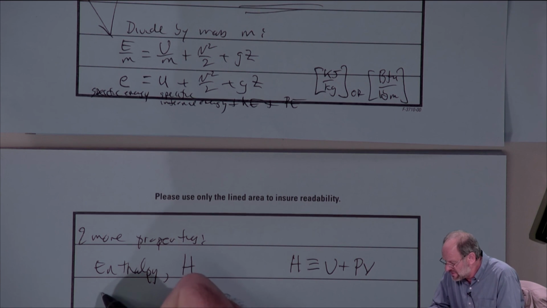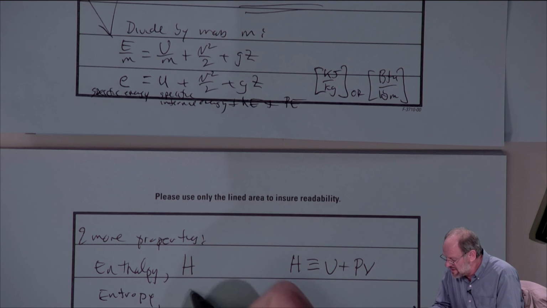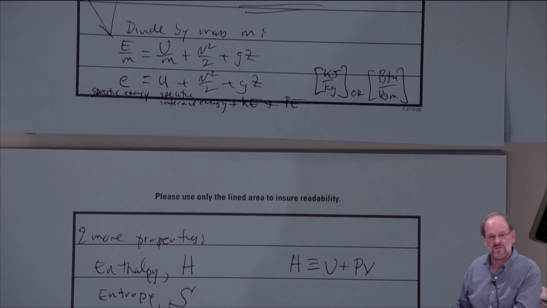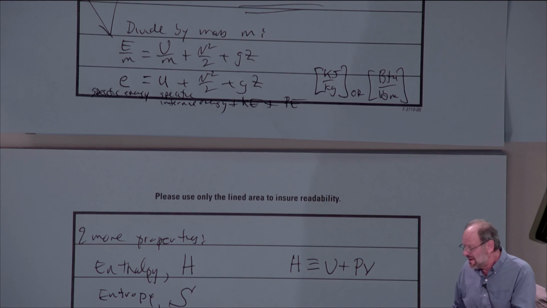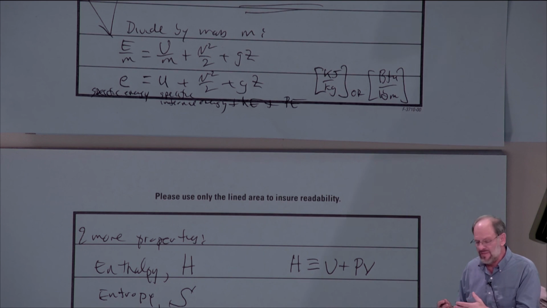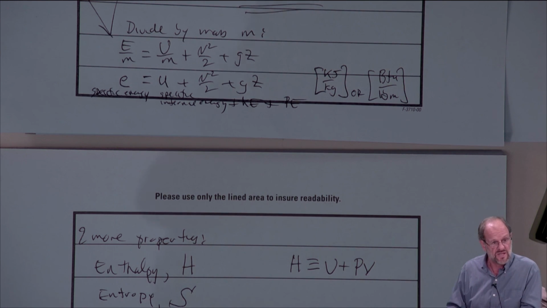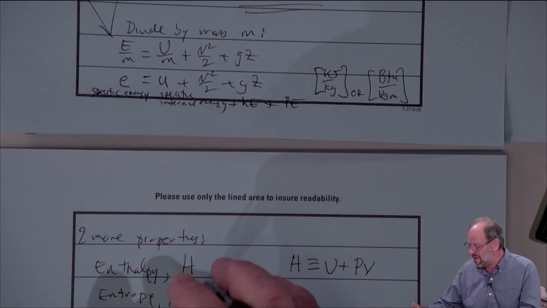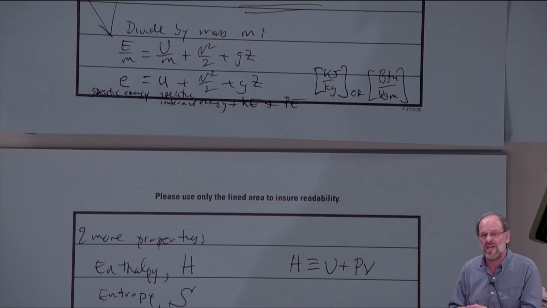Another property of interest is called entropy. And entropy, we just use the capital letter S. I'm not even going to bother to define entropy for you right now. When we get to Chapter 7, we'll talk all about entropy. But again, these are real properties. They're observed characteristics of our substance, but they're not measurable. We're going to need enthalpy and entropy to solve certain types of problems, but we can't measure it. But that's actually okay, isn't it?